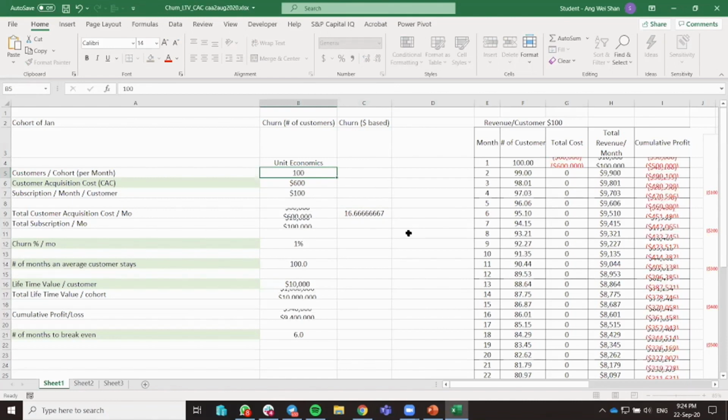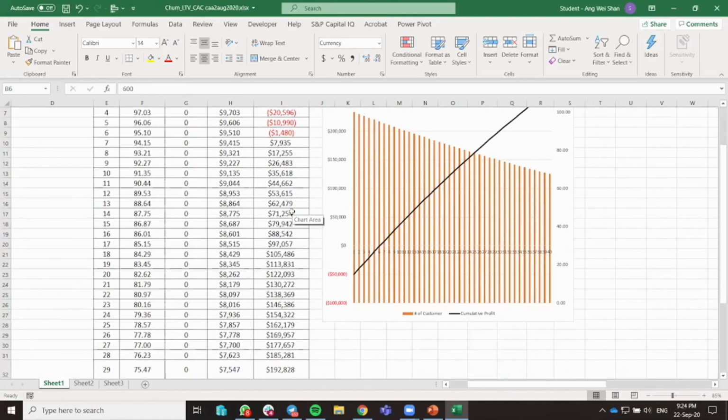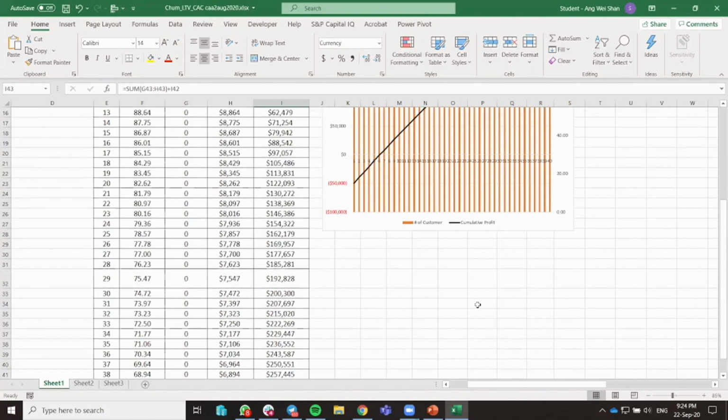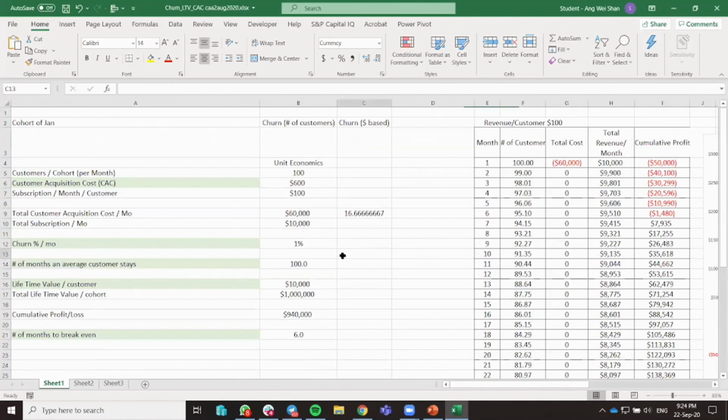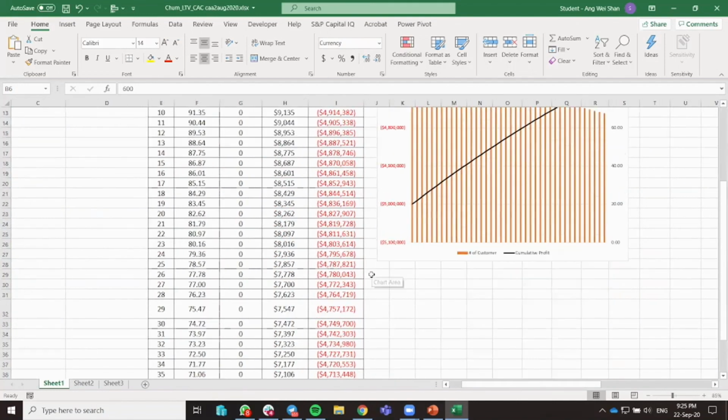So let me just show you the difference. If I have 100 customers here, at the end of the day, I'll be earning about $271,000 in month 40. But because I am so confident that my churn is only going to be 1%, because I know that my product is good, I know there's product market fit, I know what my customers' pain points are, and I dare to scale up. And let's say even if I get 10,000 customers, can you see that the losses are incredibly scary?